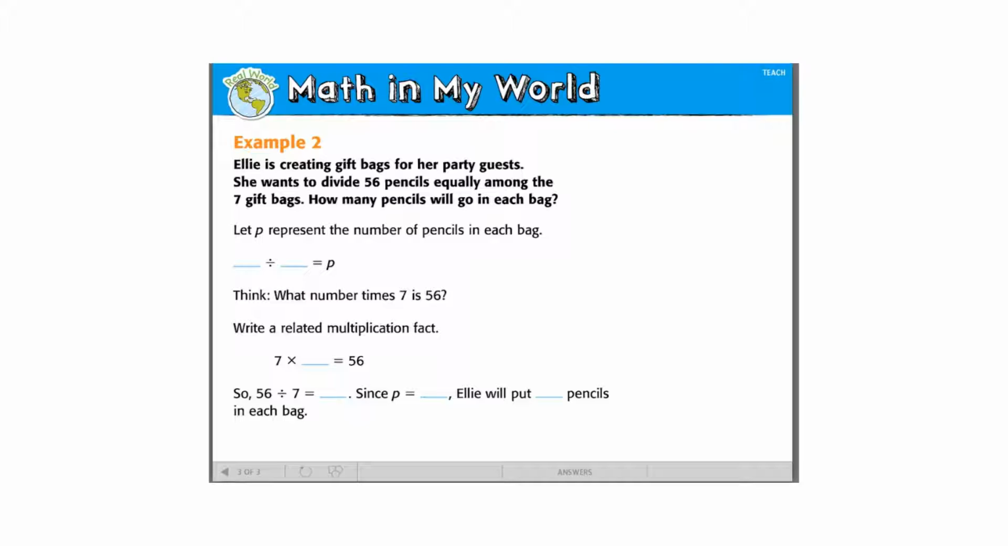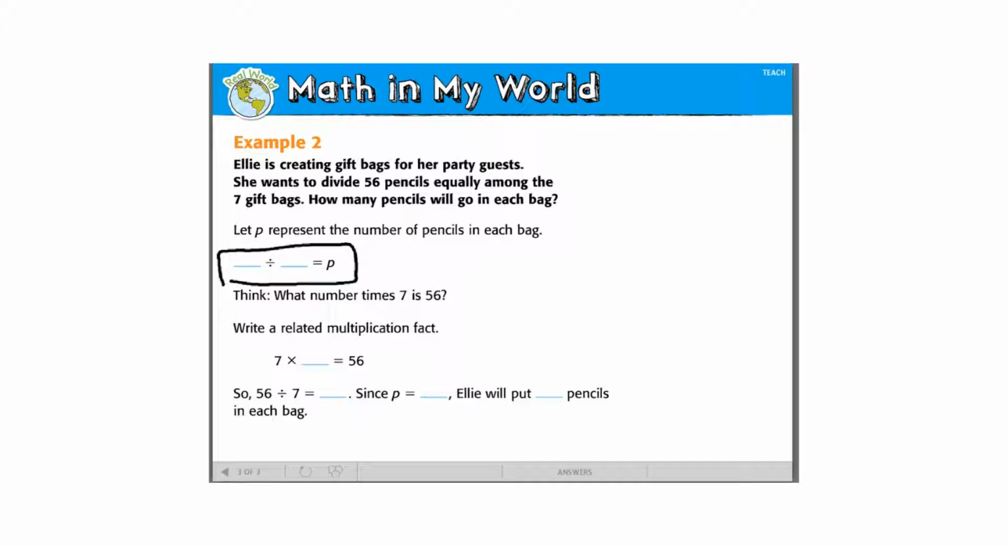All right, example 2 says, Ellie is creating gift bags for her party guests. She wants to divide 56 pencils equally among the 7 gift bags. How many pencils will go in each bag? So this time they've written an equation. So the equation looks like this.